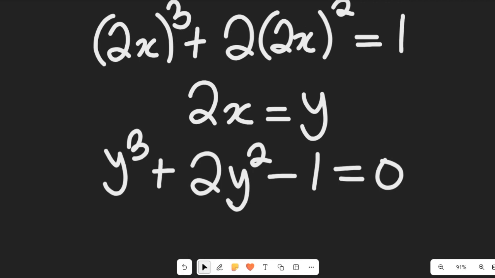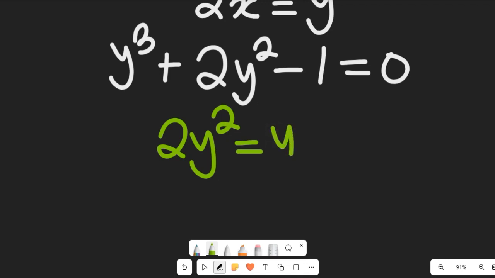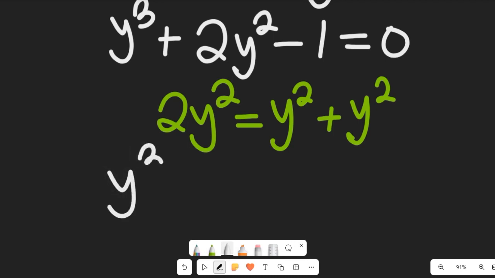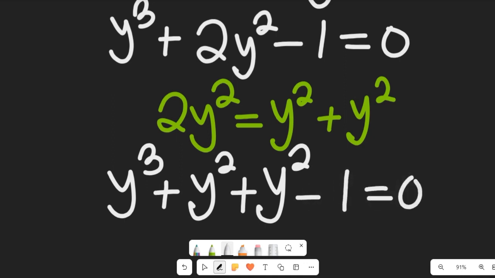Now, from this expression, we can simplify this further. This is a polynomial expression, and from this polynomial expression, you can come to see that 2y squared can be equal to y squared plus y squared, right? So we can replace that in that original expression. So that original expression will now give us y to the power of 3 plus y squared plus y squared minus 1, and this will be equal to 0.